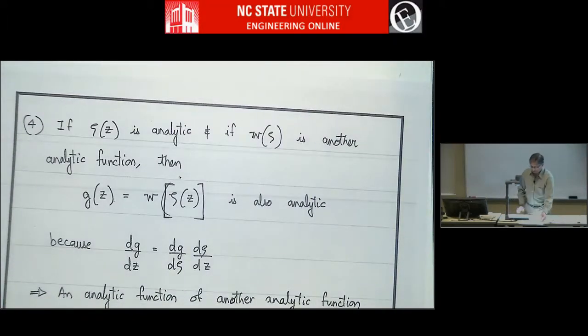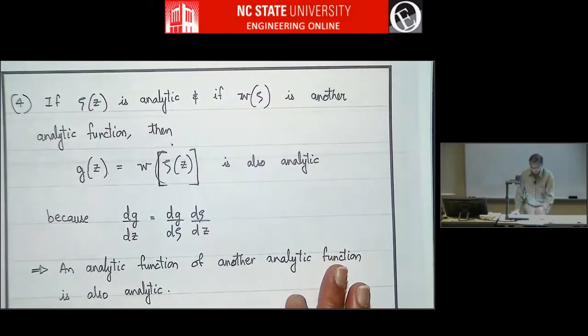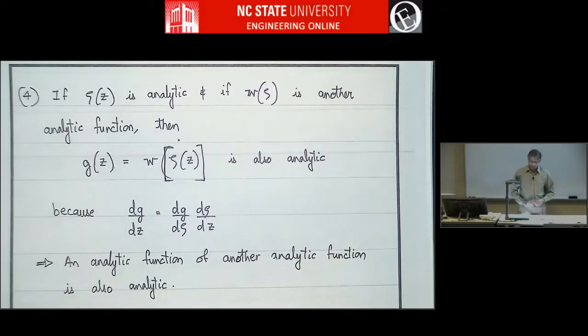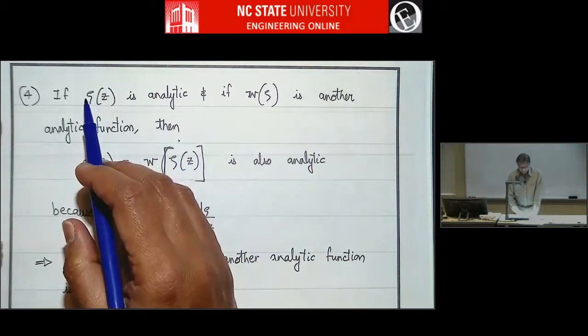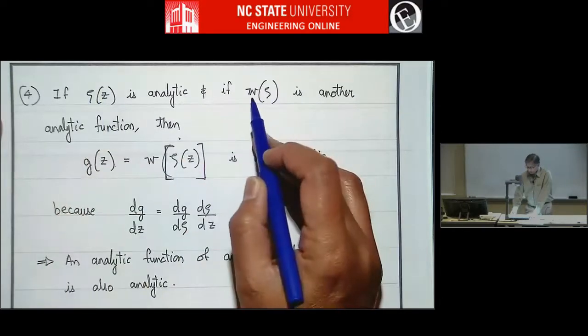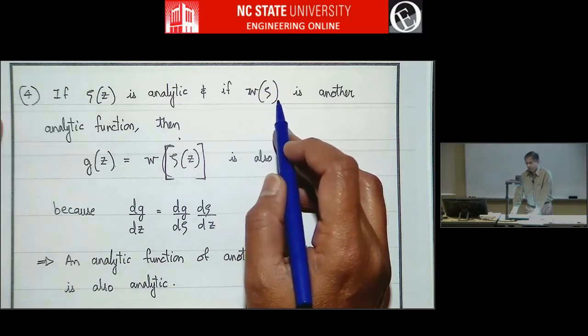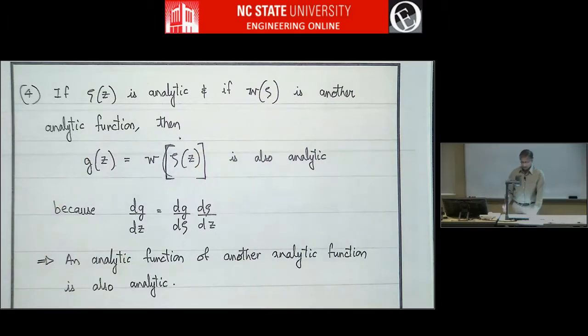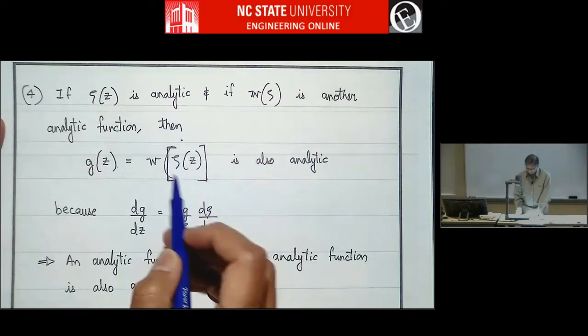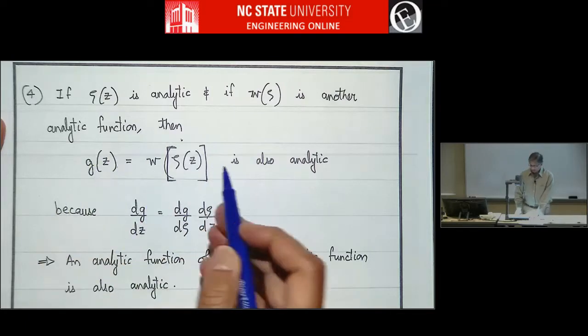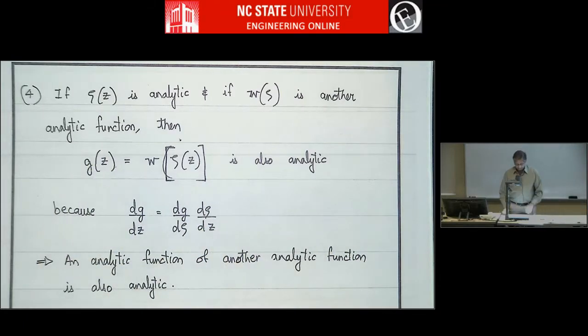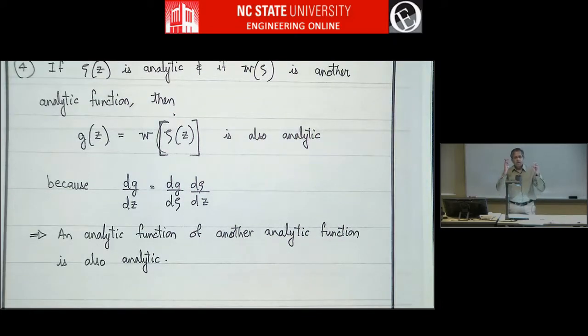Then we have this other rule that says if zeta of z is analytic and you have another analytic function which is w of zeta, then w of zeta of z, if you write that as g of z, is also analytic. In other words, an analytic function of another analytic function is also analytic.